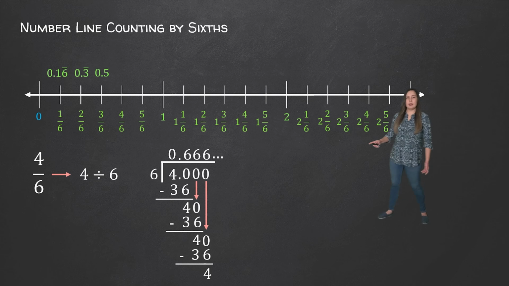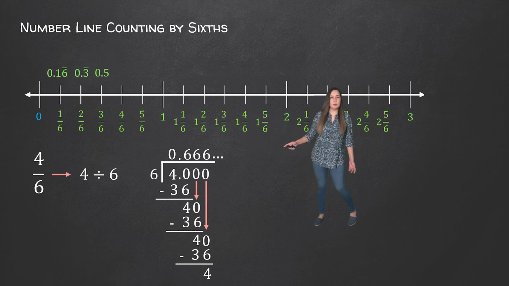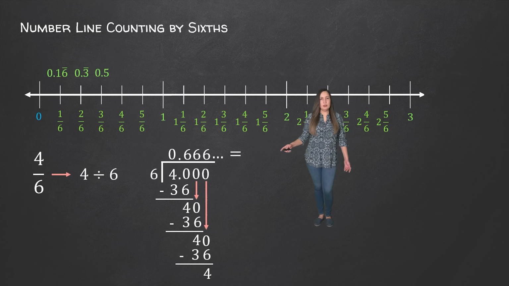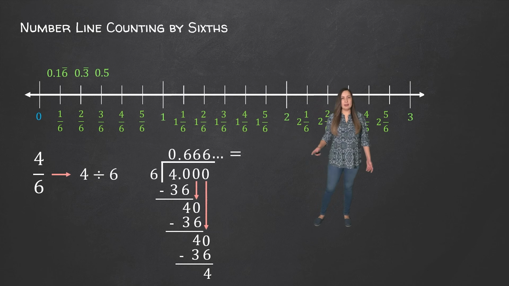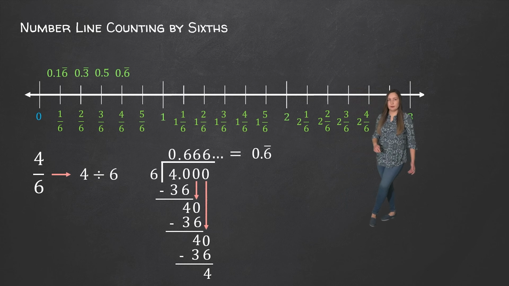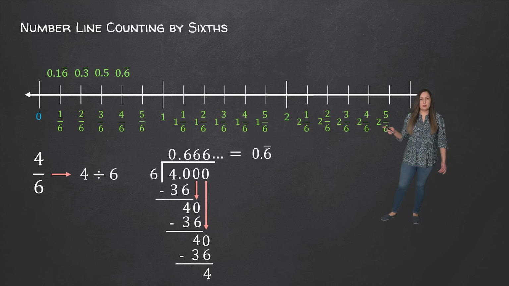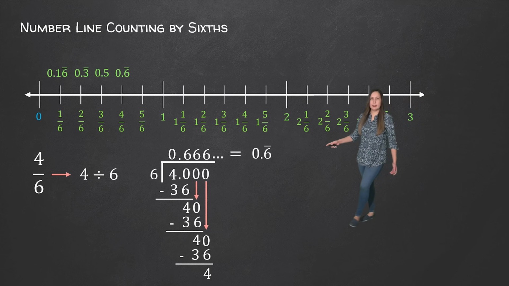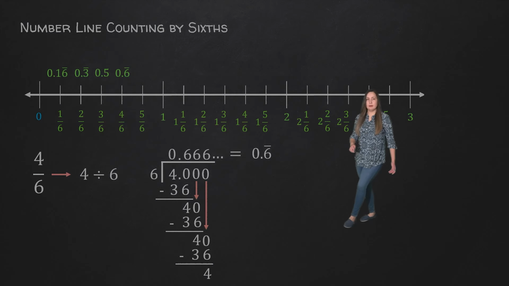And notice that here we have another repeating decimal where the 6 keeps repeating. So we're going to rewrite that as 0.6 with a line above the 6 to show that the 6 is going to keep repeating. So above 4 over 6, we're going to go ahead and write this decimal equivalent.